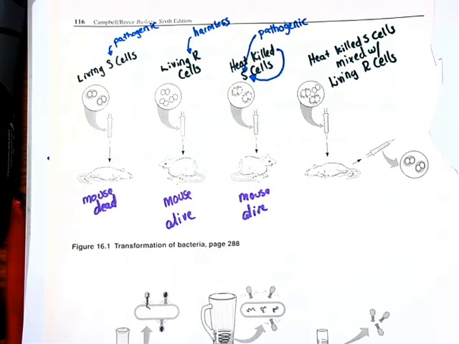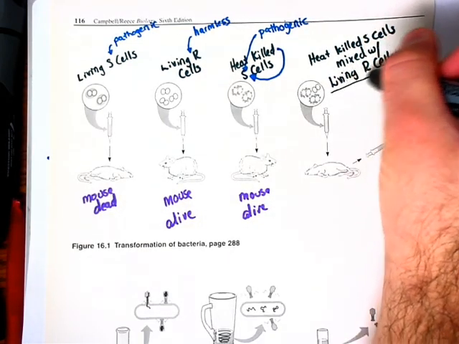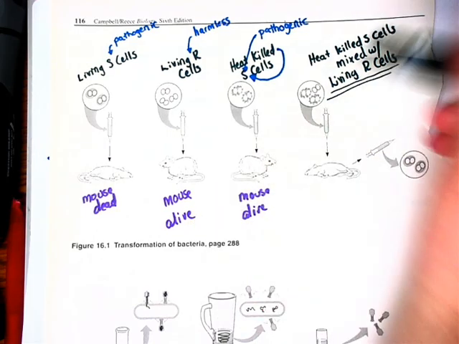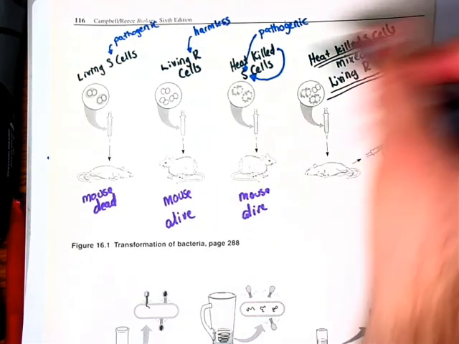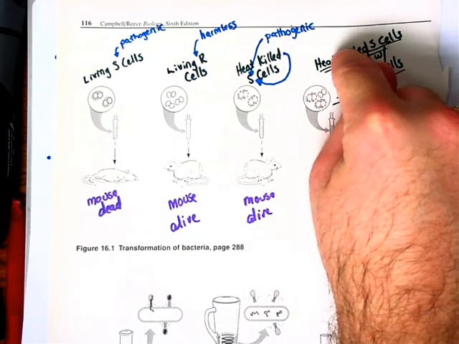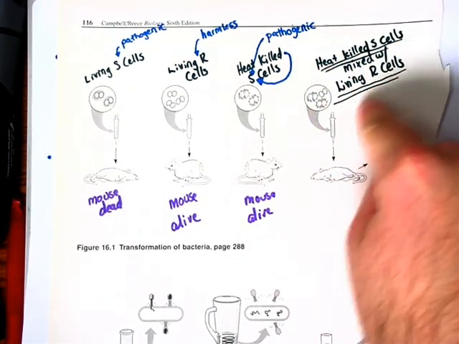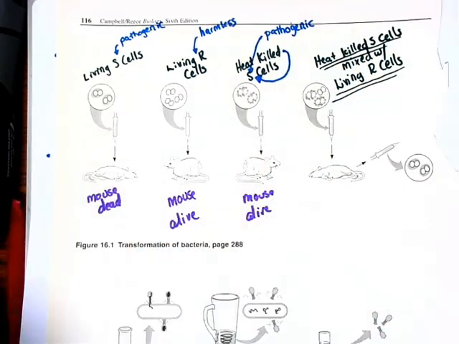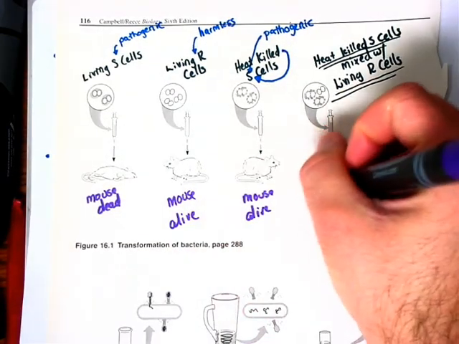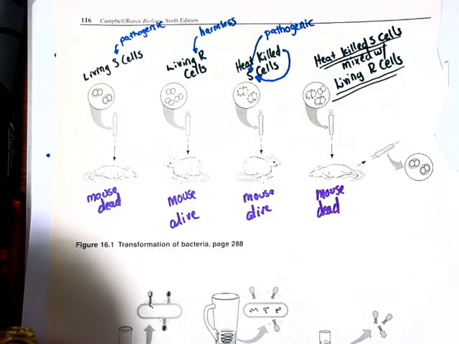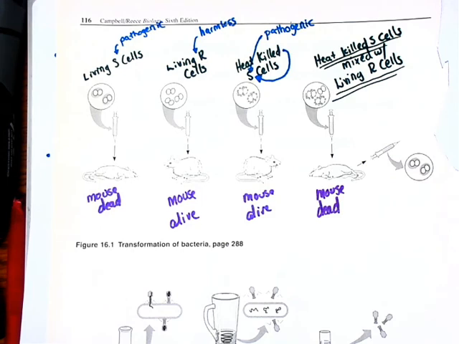What would R normally do? If you just had living R cells, what would that do? Nothing. Yeah, the mouse would still be perfect, right? And if you had heat-killed S cells, as you did in the previous case, the mouse would be alive. So you're mixing two types of bacteria, one in which is dead and one that's alive, but in both of those independent cases, the mouse still survived. But you're noticing here that you have a dead mouse.